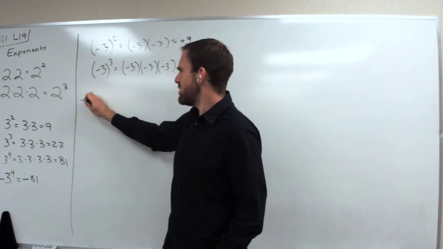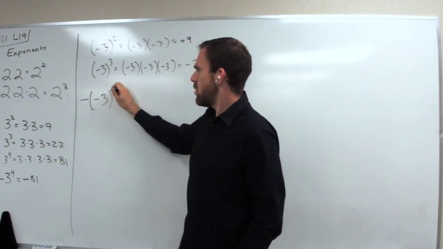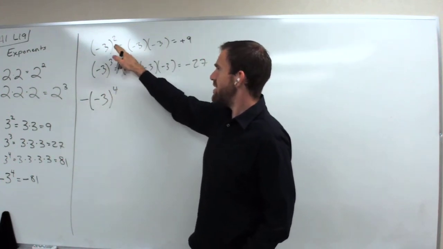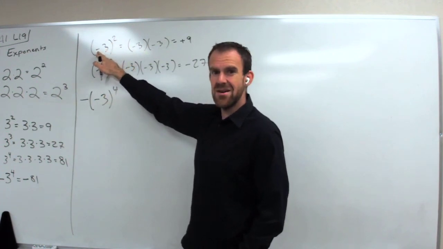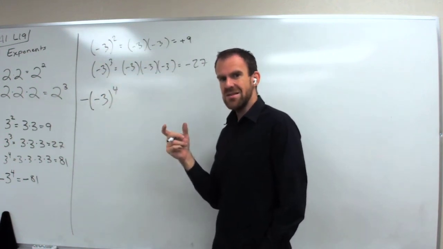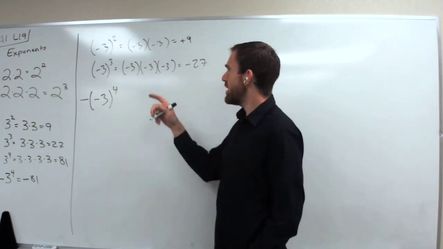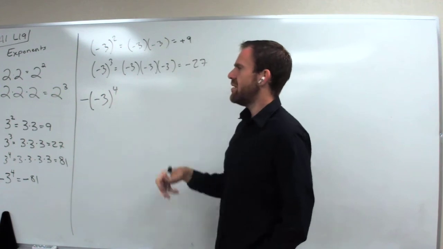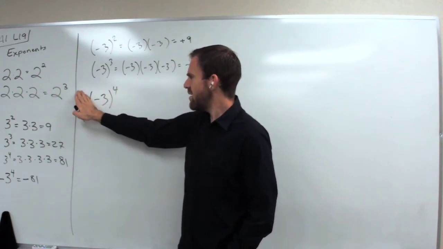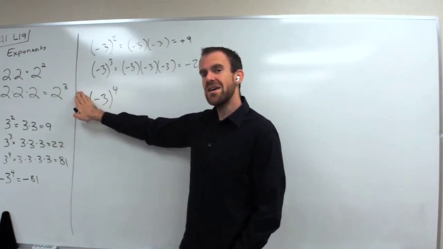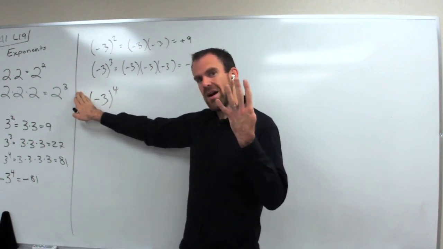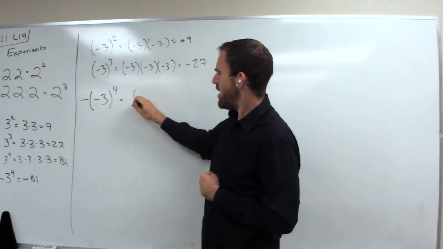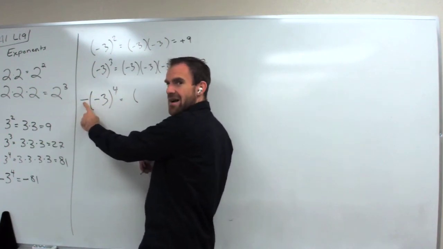Now, this one is a little tricky. How do I deal with this? Well, the general rule, if you haven't seen it already, is if you have a minus in parentheses and it's to an even power, then it comes out positive. If you have a negative to an odd power, it comes out negative. So if I just had negative 3 to the 4th, I would expect a positive because I'm going to have 4 minus signs. So this would be positive, but I have this extra minus sign outside.